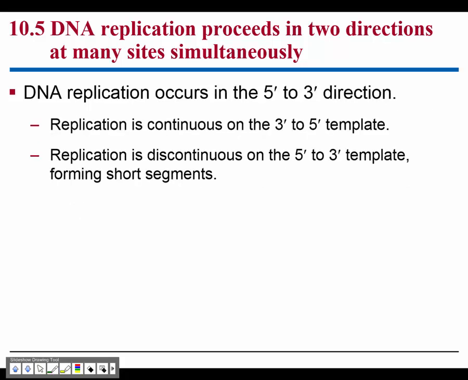Okay, so DNA replication occurs in the 5' to 3' direction, and so when you replicate it, it's continuous on the 3' to 5' template. But it's discontinuous in what they call Okazaki fragments. And I don't think your book discusses that. But on the 5' to 3' strand, it has to do short segments.